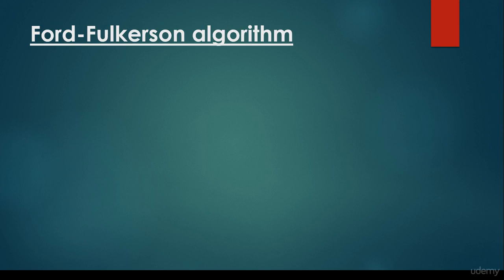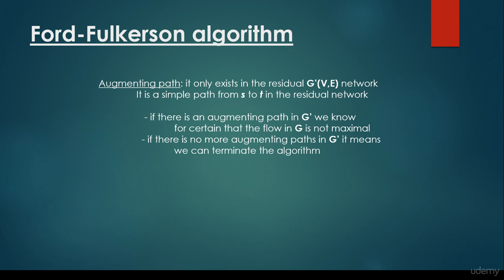Okay, in the previous video we have seen how to construct the residual network with the help of the original flow network, and it's going to be crucial in the Ford-Fulkerson algorithm. So let's see what this algorithm is, and first of all, what an augmenting path is. It only exists in the residual, so in the G prime network. It is a simple path from S to T in the residual network.